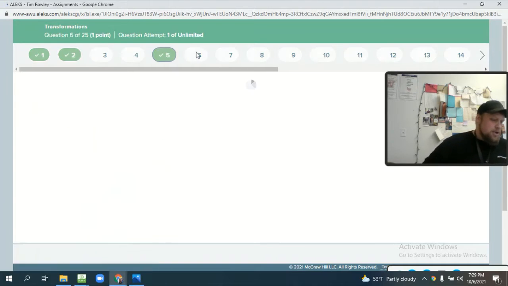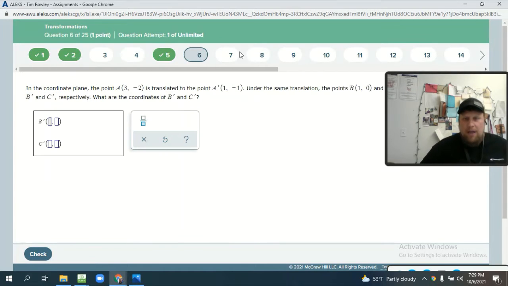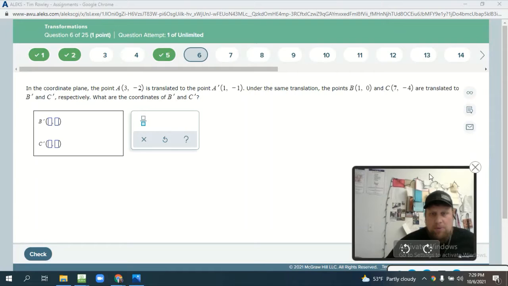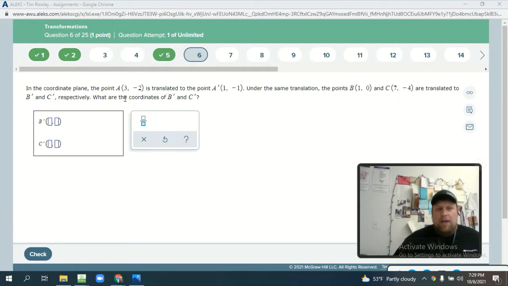Okay, and the last translation I want to look at is in problem 6. This one is dealing purely with numbers. So here's what it says. In the coordinate plane, the point A, which is 3, negative 2, is translated to the point A prime. Whenever you do a translation, guys, we call the image where it goes A with that little dash, which means A prime. Or if I were to translate point B, I'm going to translate it to B prime. C is going to translate to C prime. That's how you would say it. So in this case, I'm going to take A, which is 3, negative 2, and translate it to the point 1, negative 1. Now let's look and see what was done here.